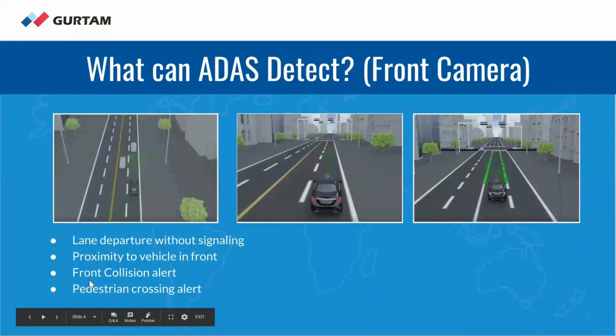So what can ADAS detect? Most ADAS devices have two cameras, front-facing and driver-facing. So what does the front-facing camera detect? It basically detects lane departure without signaling, proximity to the vehicle in front, front collision warnings, and pedestrian crossing alerts. And there are also various levels of extreme, mild, and low warnings. So these thresholds are set in the ADAS sensor, not on the GPS tracking device.